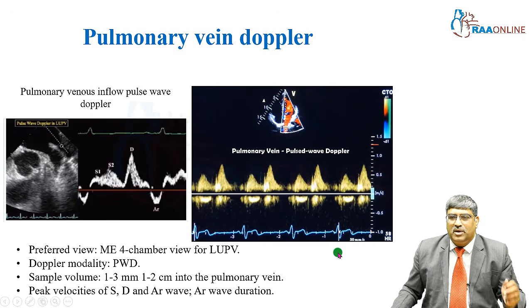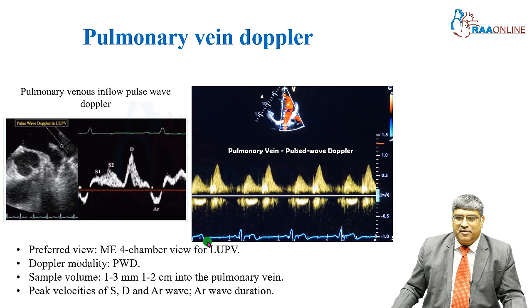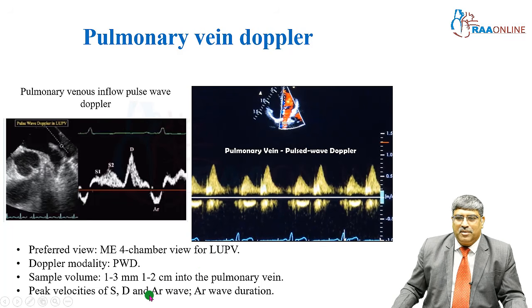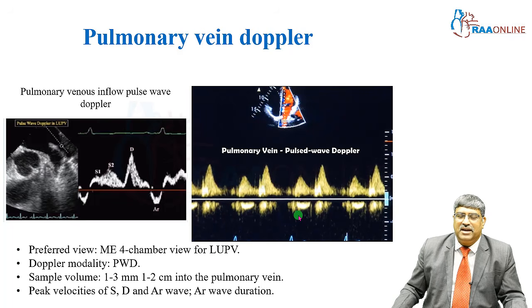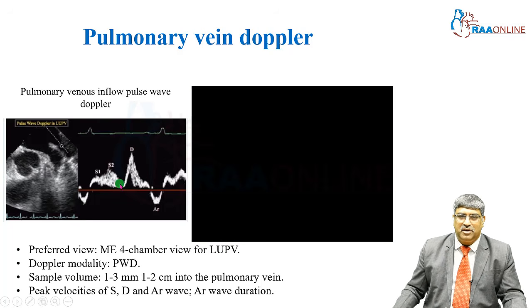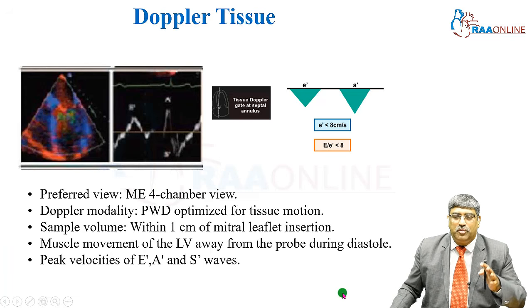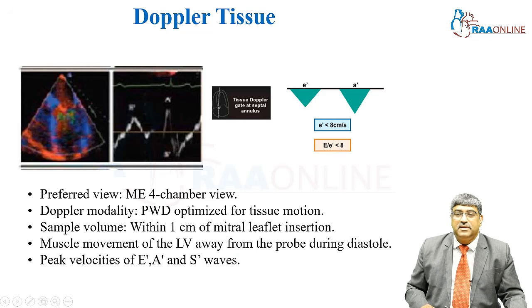Another one is you measure the pulmonary vein Doppler. You place the pulse wave Doppler across the left upper lobe pulmonary vein and you can measure the systolic wave, diastolic wave and atrial reversal wave. Here you can see the systolic wave, diastolic wave and the atrial reversal wave. Then apart from that, you measure the E prime, A prime and the S prime waves. And the normal E prime value is less than 8 cm per second.